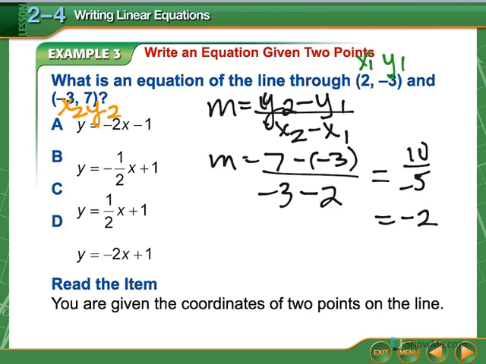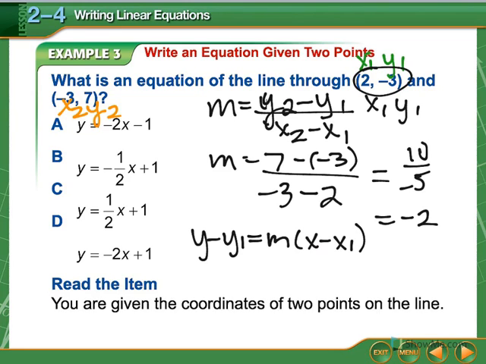Now, you can either use the first formula we used with y equals mx plus b, or you can use point slope form. I'm going to use point slope form. y minus y1 is equal to m times x minus x1. I'm going to pick the point (2, -3) as my x1 and my y1 to plug in. So we have y minus -3 is equal to my slope, which I just found, which is -2, times x minus 2, because that was my x1.